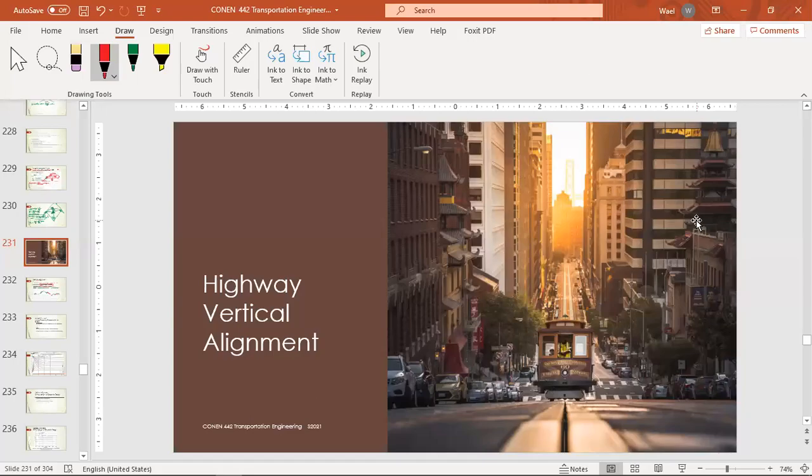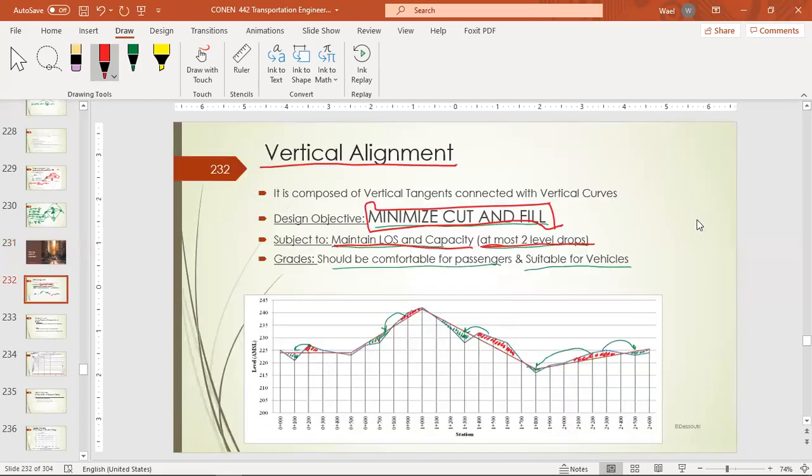Okay, last week we started on highway vertical alignment, and today we are going to continue with that. The vertical alignment is composed of a group of vertical tangents, connected with vertical curves.